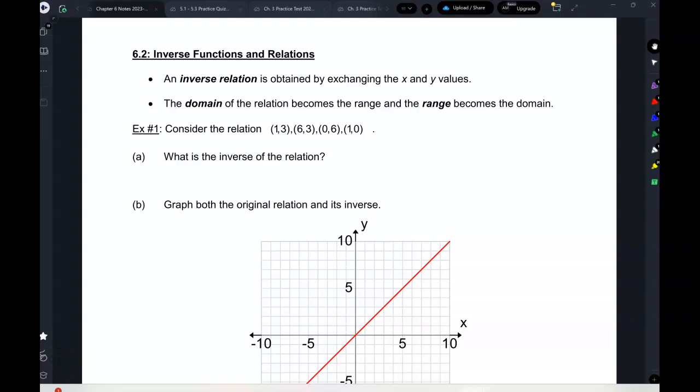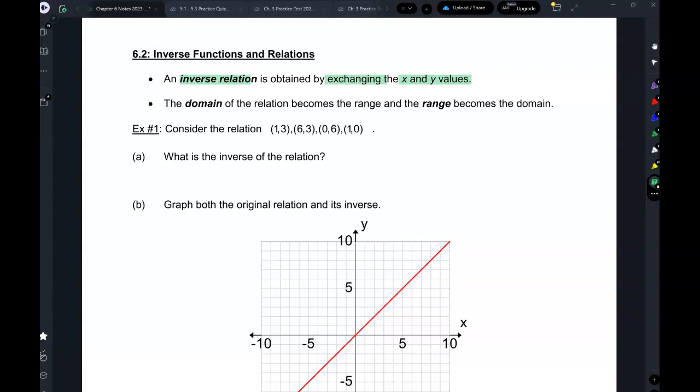6.2. The inverse of a function is found by swapping x and y values. So exchanging x and y, that should just be programmed in your head. Inverse means exchanging x and y values.